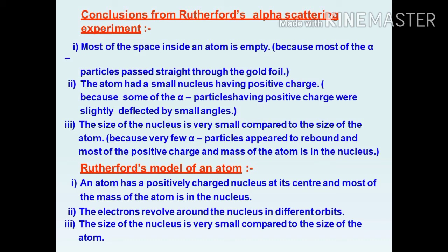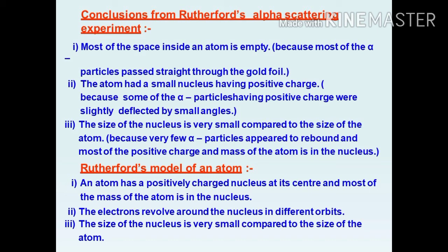A very small fraction of alpha particles were deflected by 180 degrees, indicating that all the positive charge and mass of the gold atom were concentrated in a very small volume within the atom. What is the positive charge? Protons. The positive charge and mass of the gold atom were concentrated in a very small volume within the atom.